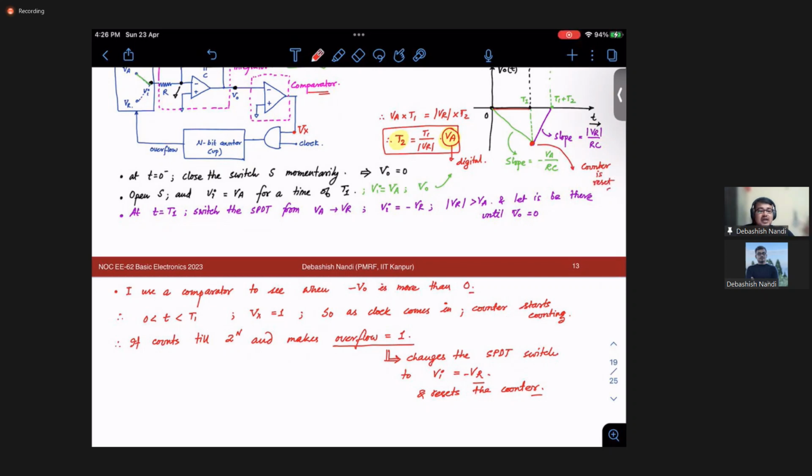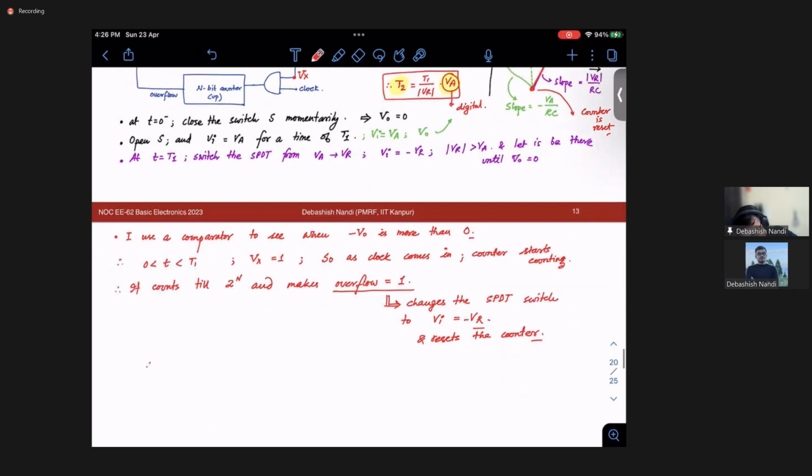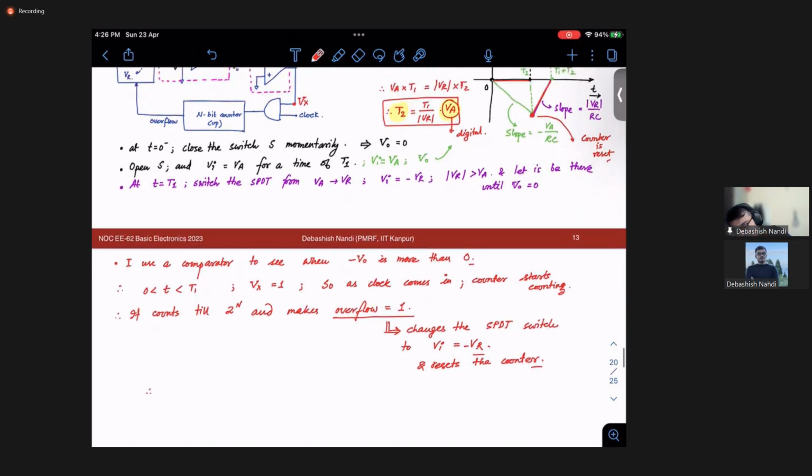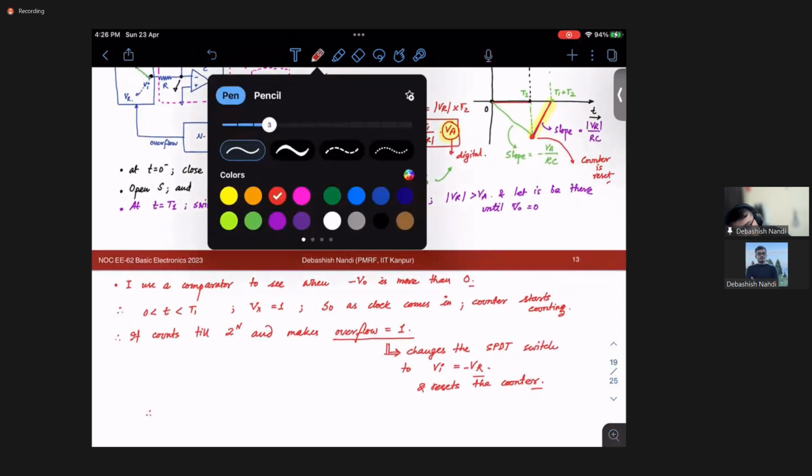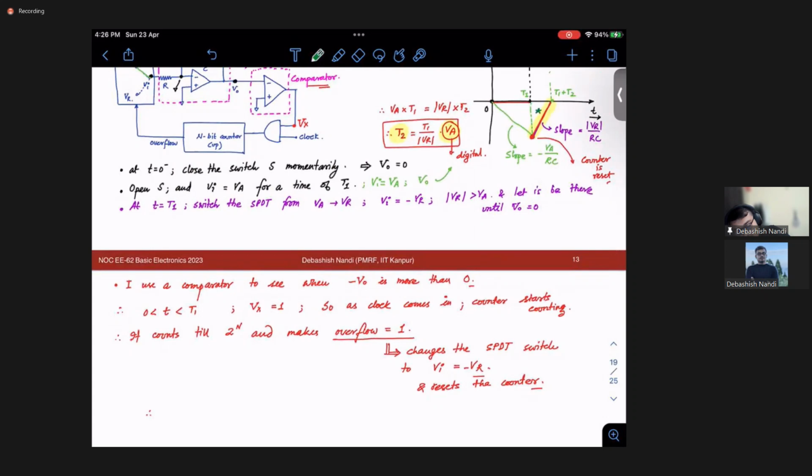Fine. So now when my output is at that stage, my counter is reset and it will start a fresh count. Okay. It will start a fresh count till my output goes back to 0. Okay. That means in this duration, let me just, how do I show that? Okay. Star. Okay.